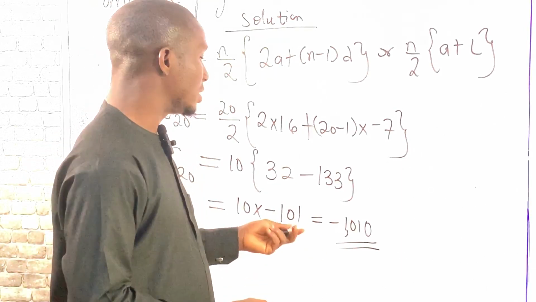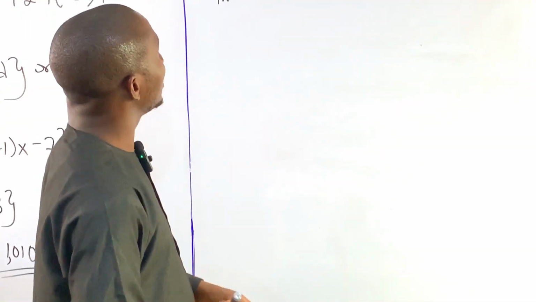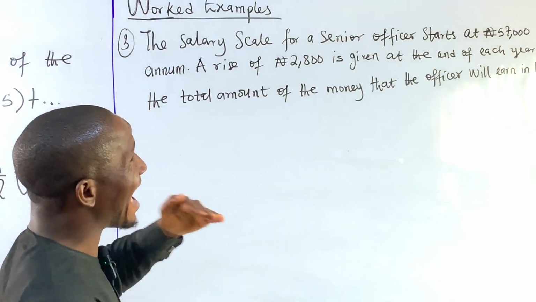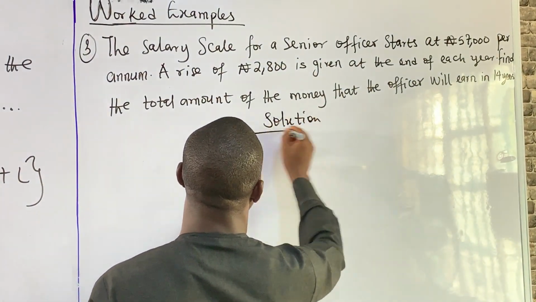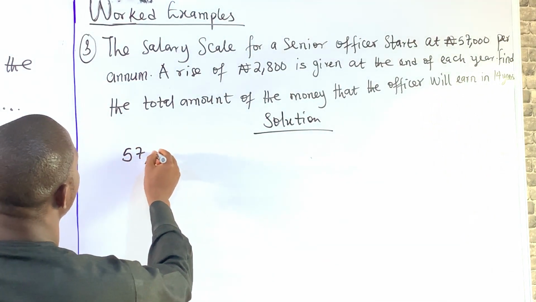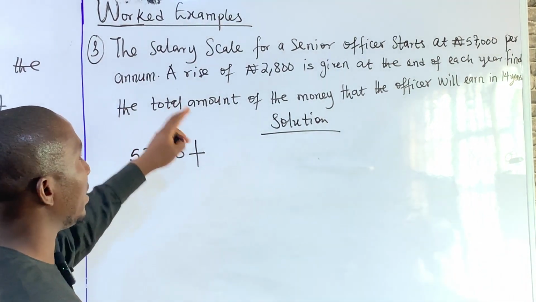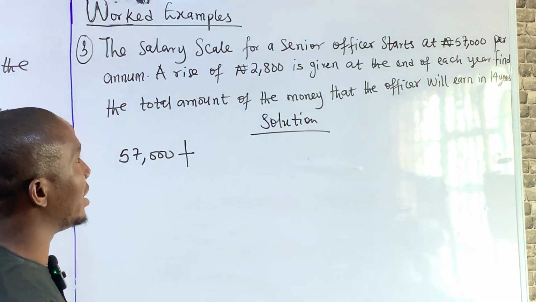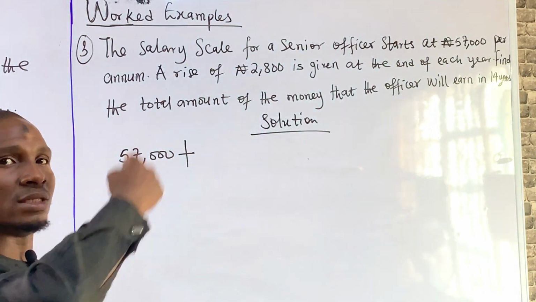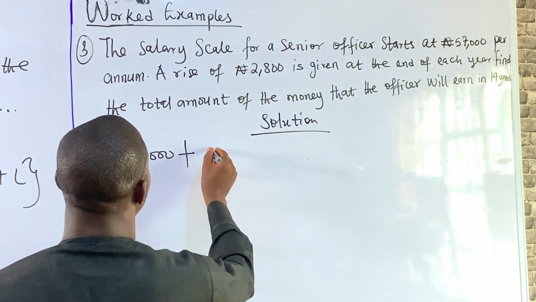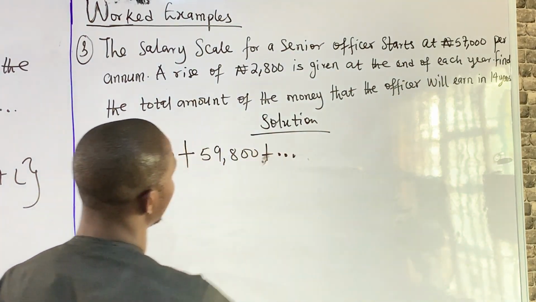This is question 2. Now let's look at example 3. Example 3 goes thus. The salary scale for a senior officer starts at 57,000. That is the starting point of the salary scale. In series per annum, a rise of 2,800 is given at the end of each year. That is a difference of 2,800. That is a rise. If the first year is 57,000, the next year is going to be 2,800 plus 57,000, that is 59,800, and so on.